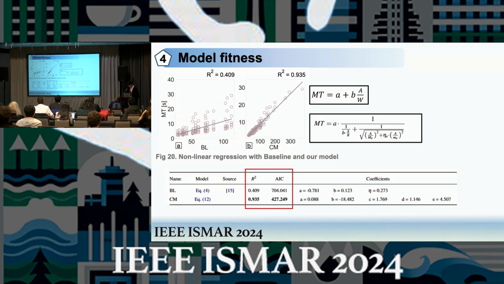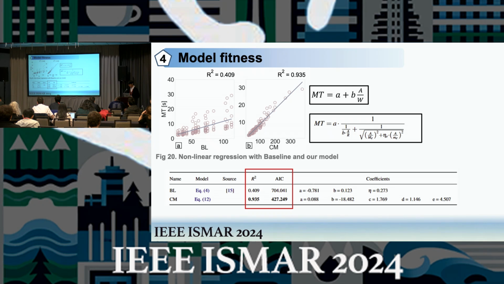We evaluated the new model using nonlinear regression and AIC. AIC is a measure that balances model fit and complexity to prevent overfitting. A lower AIC value indicates a better model. R-square represents the proportion of variance explained by the model. Higher R-square values indicate a better fit. We used 126 samples from study 2.